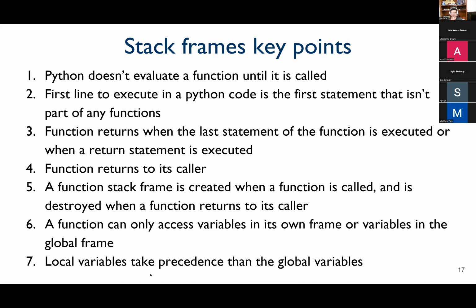Local variables take precedence over the global variables. What that means is when the function tries to look for a variable, it's going to look inside its own frames first. The things in the frame of a function are called local variables. So that's why we say local variables take precedence over global variables. Are there any questions in here?